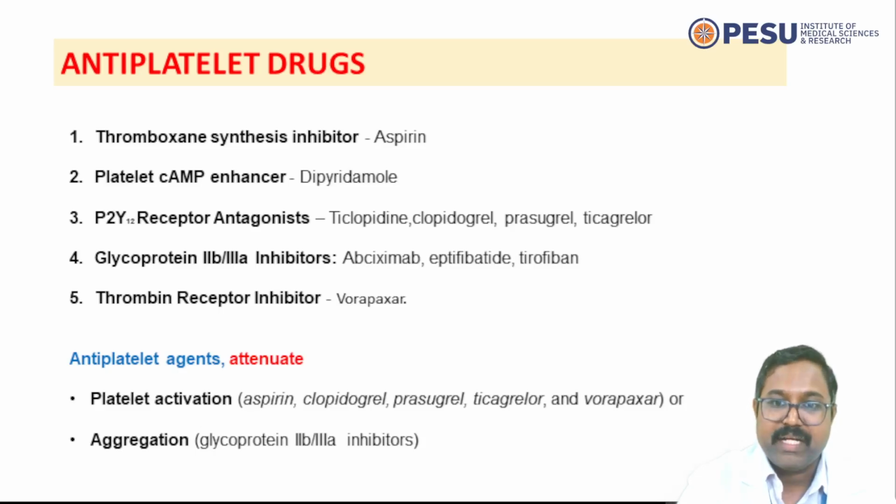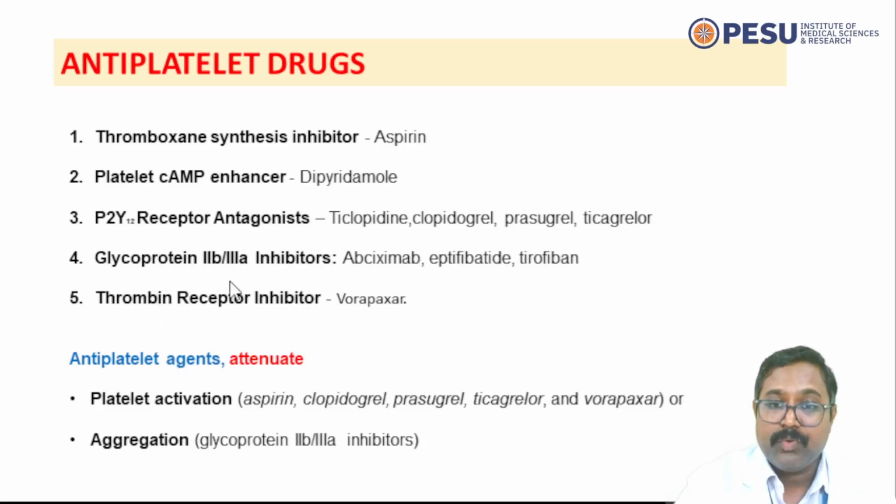So coming to the antiplatelet drugs. Here we have the classification of antiplatelet drugs. We have a thromboxane synthesis inhibitor, that is aspirin. We have a platelet cyclic AMP enhancer, dipyridamole. Then we have the P2Y12 receptor antagonists. Examples are ticlopidine, clopidogrel, prasugrel and ticagrelor.